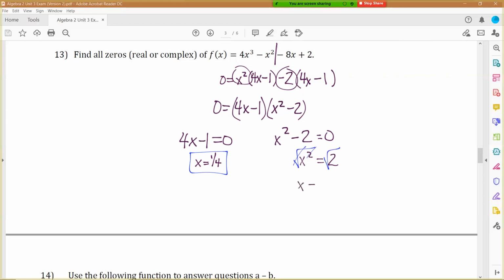So x equals, remember, since we put in the square root, we have to put the plus or minus in front of it. So x equals plus or minus the square root of 2. We don't have to figure out what that is. Just leave it as plus or minus the square root of 2. So technically there's 3 answers there. Then I have 1/4, positive square root of 2, and negative square root of 2.